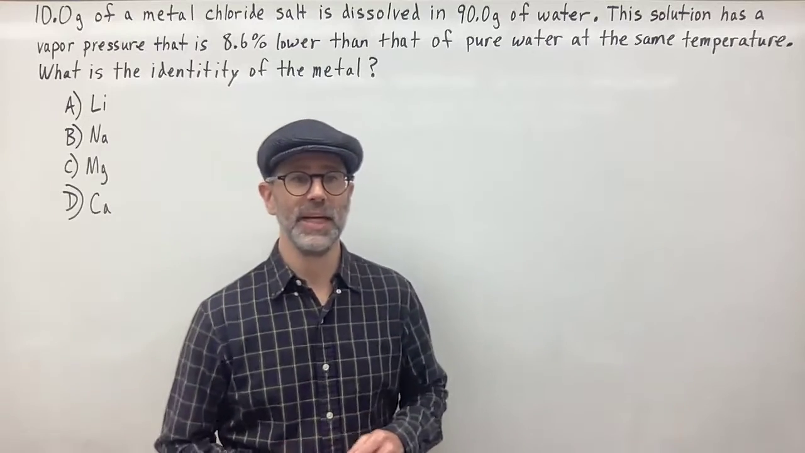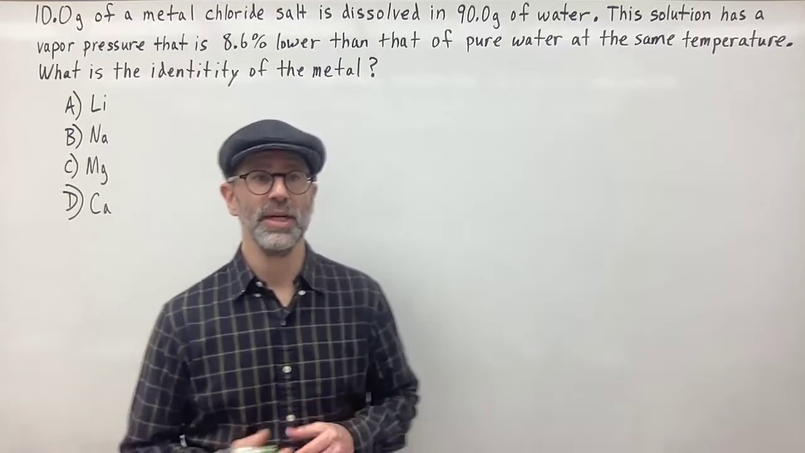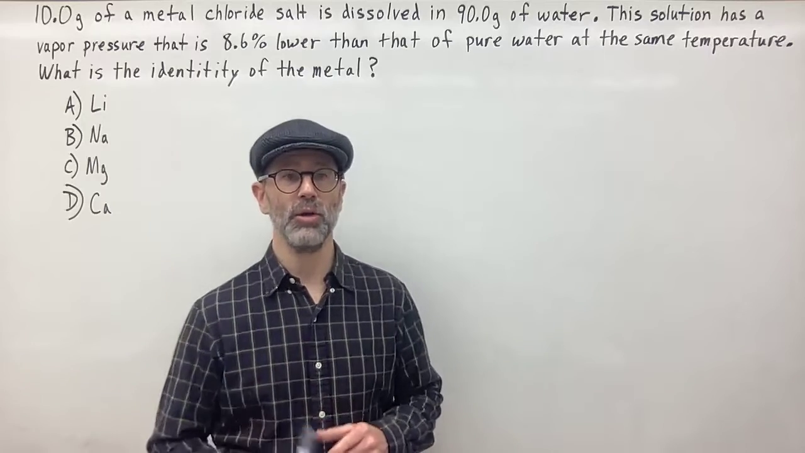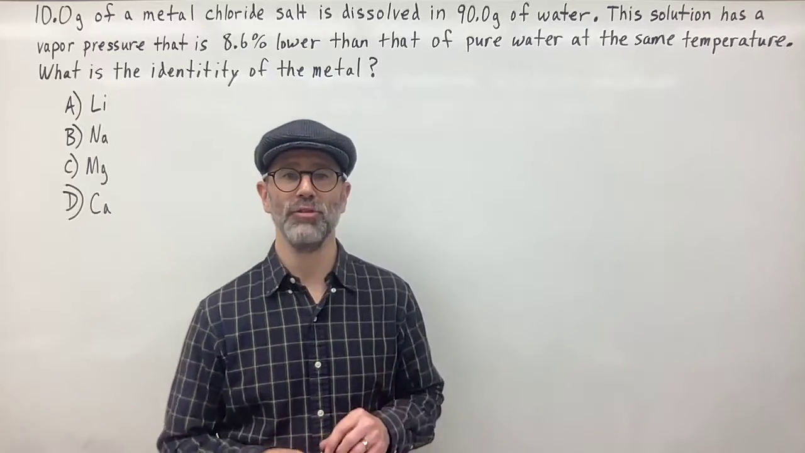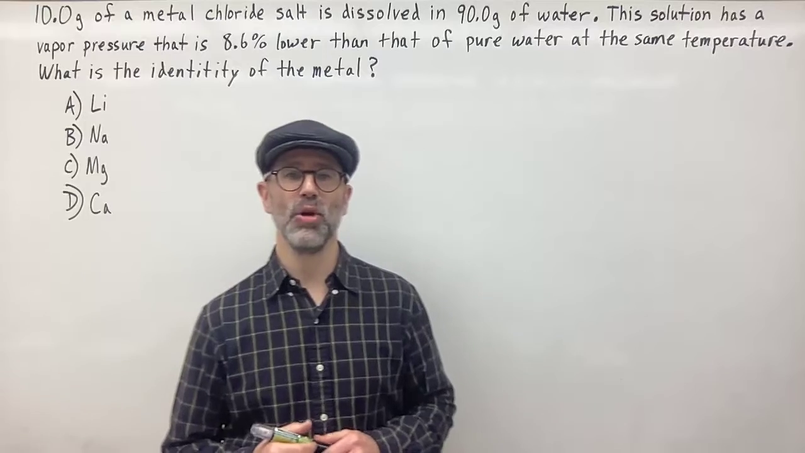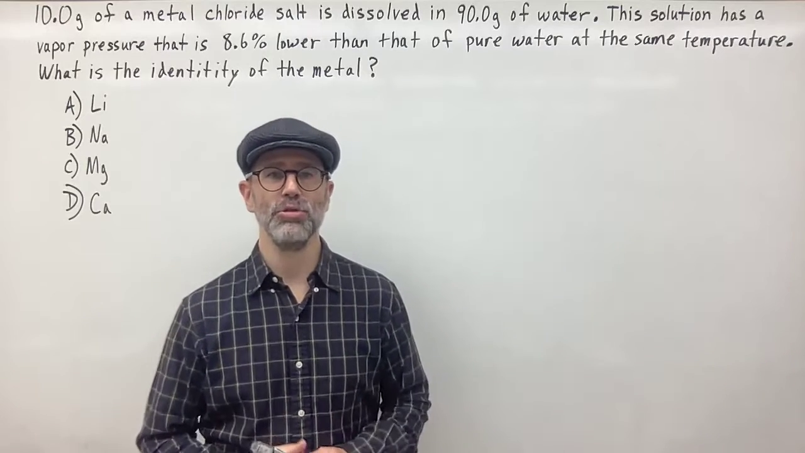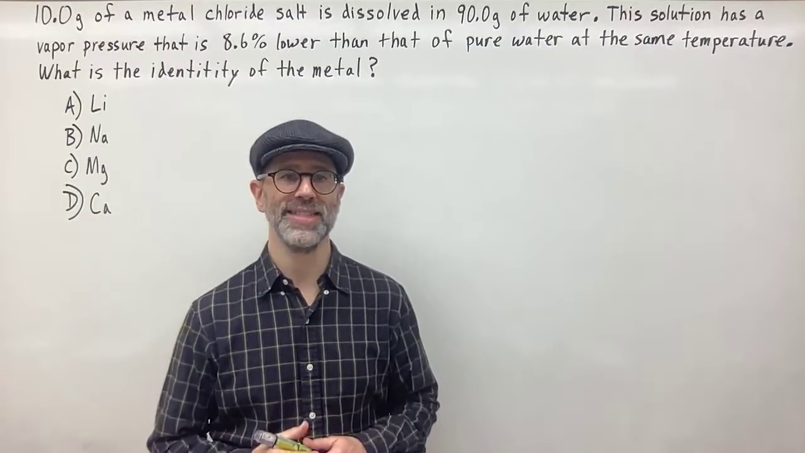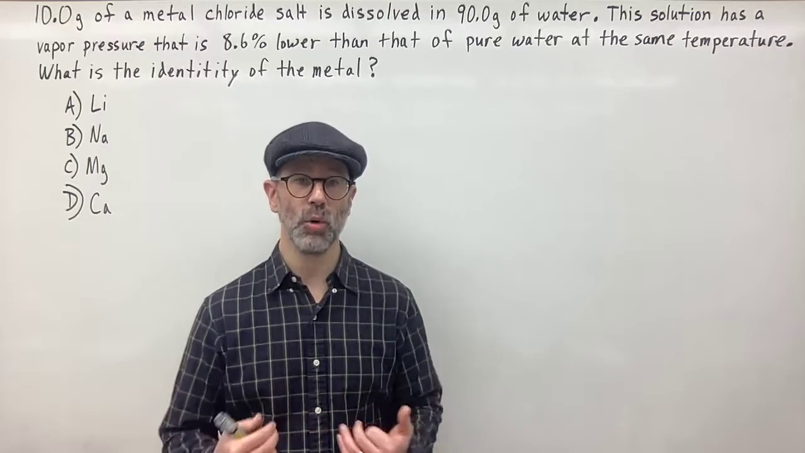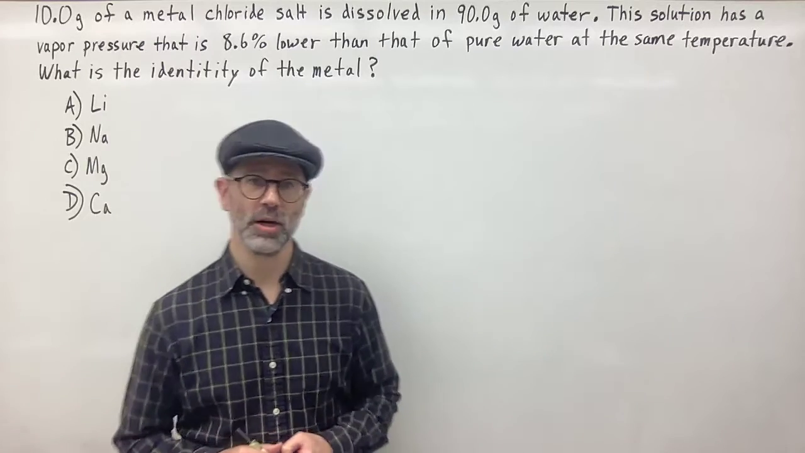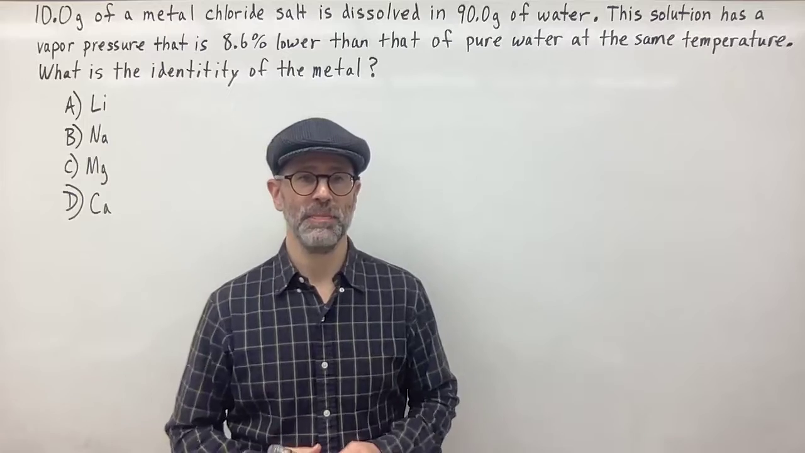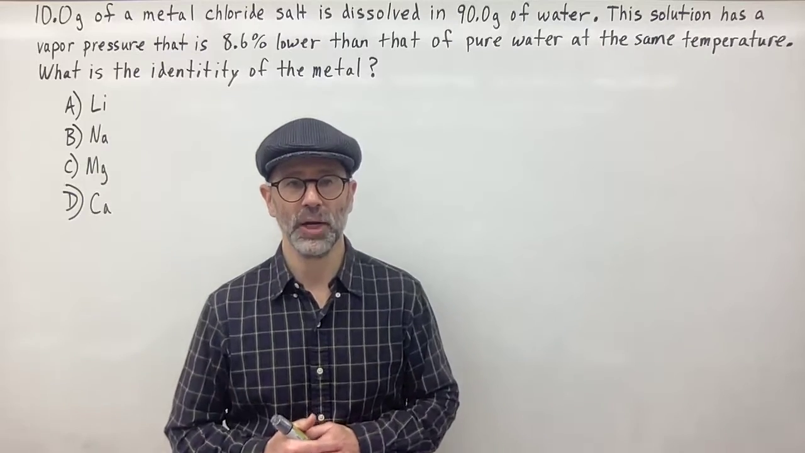We have a 10.0 gram sample of the metal chloride salt, and it's dissolved in 90.0 grams of water. This solution has a vapor pressure that is 8.6% lower than that of pure water at the same temperature. What is the identity of the metal?